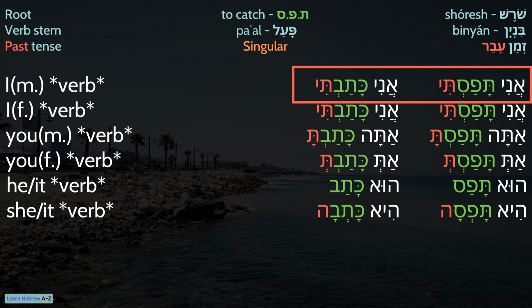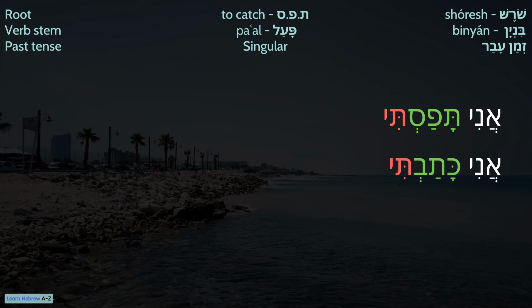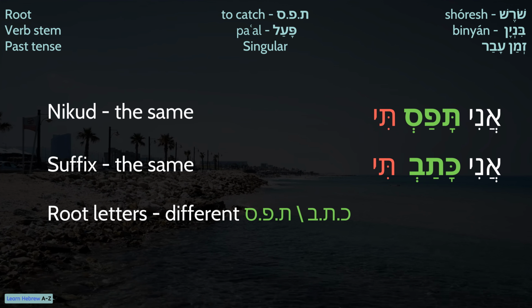Let's dive deeper and look at the first person, past, masculine example. Look how the nikud is the same regardless of the verb. Also, the suffix is the same. The major difference is the root letters. And guess what? This works the same over many other roots. If you understand and practice these patterns, you will be able to easily build more words yourself.